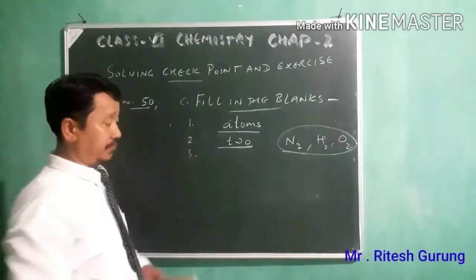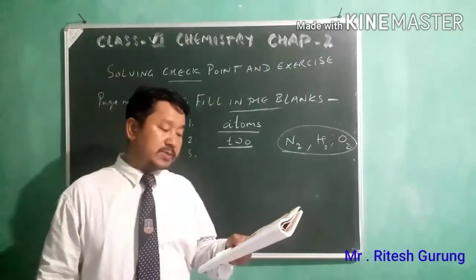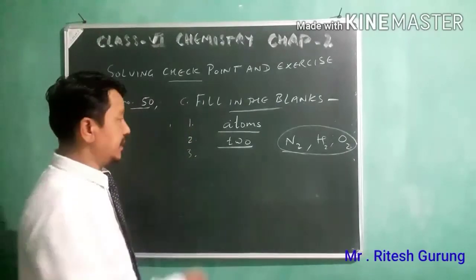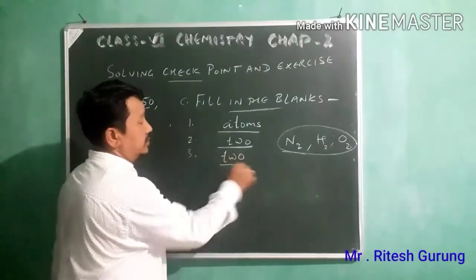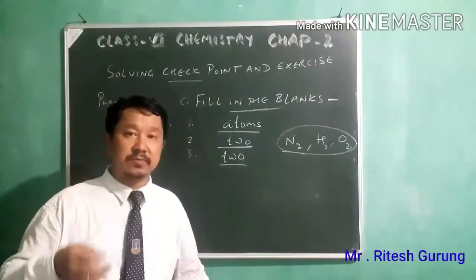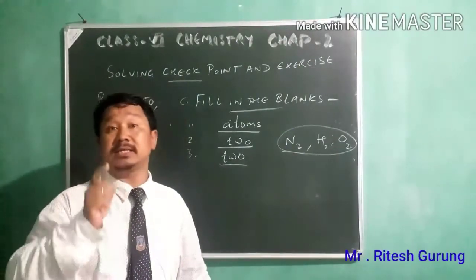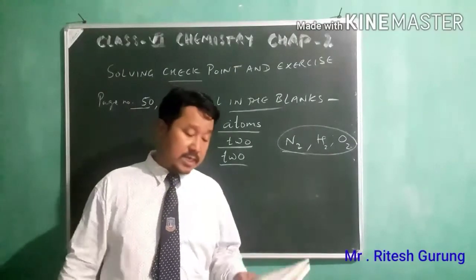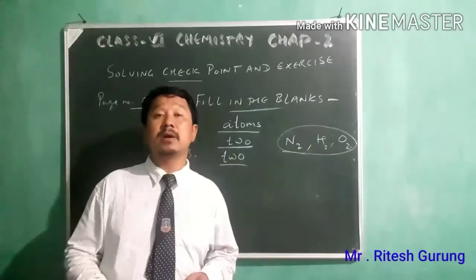Number 3. A compound is formed by the combination of at least how many elements? At least 2 elements. In some cases 2, in some cases 3, in some cases 4, but not less than 2. Minimum 2 different elements will be there in the formation of a compound.